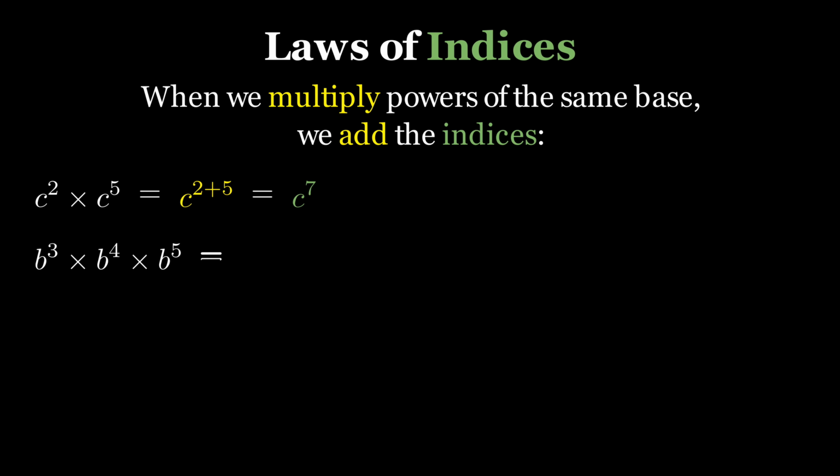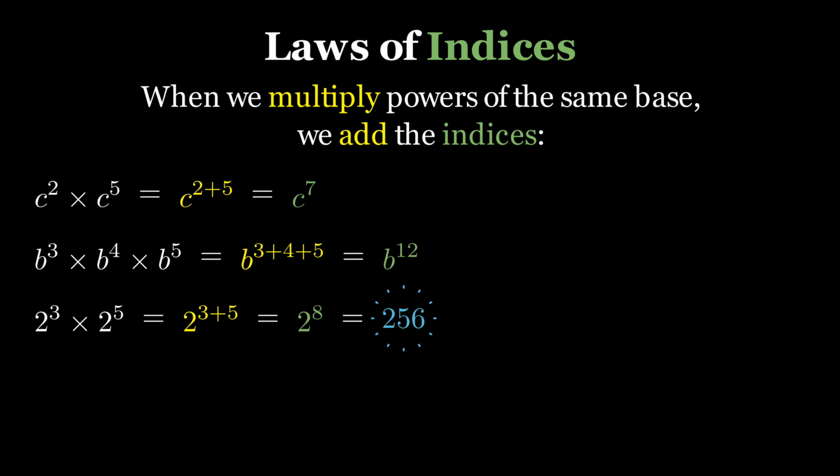What about when we have three different expressions, like for example b to the power of 3 multiplied by b to the power of 4 multiplied by b to the power of 5? What we do is just add the powers together and there should be b to the power of 12. Alright then, I think it's time to try some examples with numbers. Let's say we have 2 to the power of 3 multiplied by 2 to the power of 5. What we did before, we add the powers together and this should be 2 to the power of 8. And this should be equal to 256.